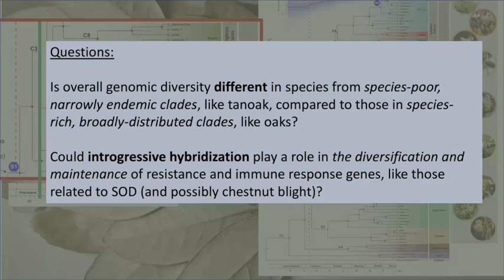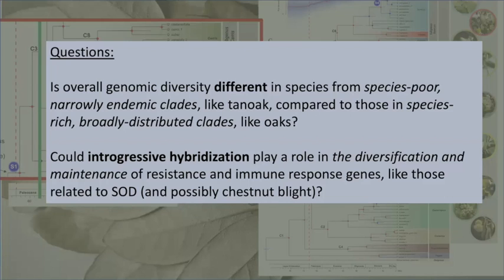And the questions are, is overall genomic diversity different in species from species-poor, narrowly endemic clades like tanoak compared to those in species-rich, broadly distributed clades like oaks? Another question is, could introgressive hybridization play a role in the diversification and maintenance of resistance and immune response genes, like those related to SOD and possibly chestnut blight?